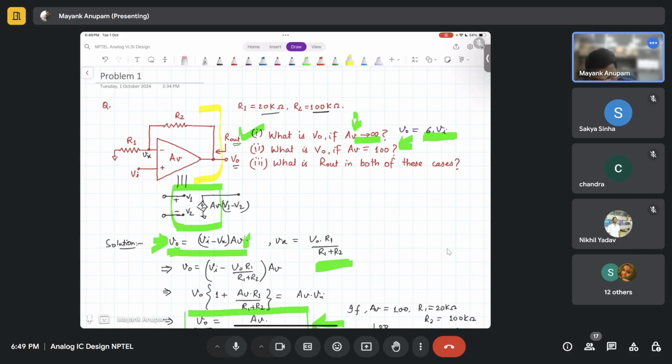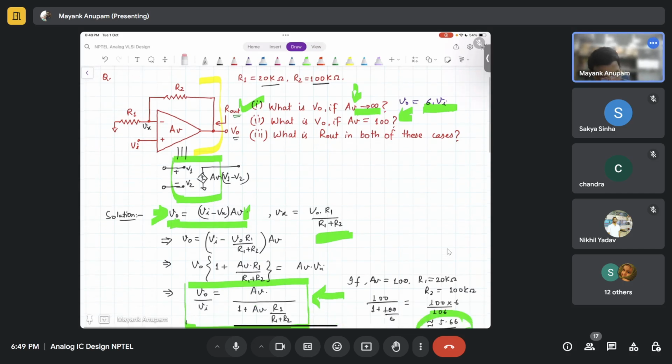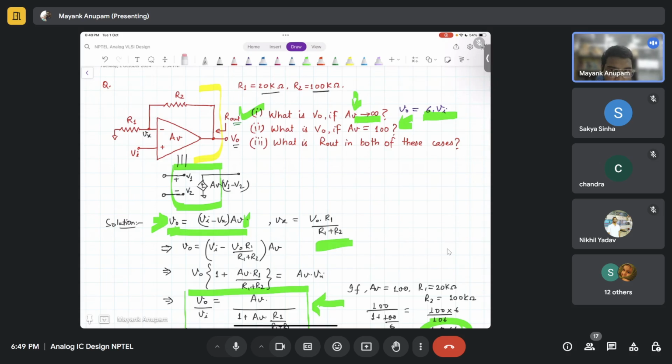What is this op amp? It's a voltage controlled voltage source, right? What is the output resistance of a voltage controlled voltage source? Zero. Yes, it is zero. So it doesn't matter.